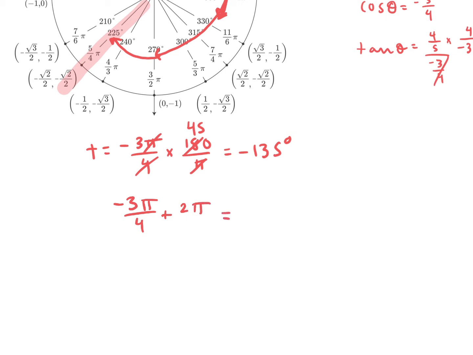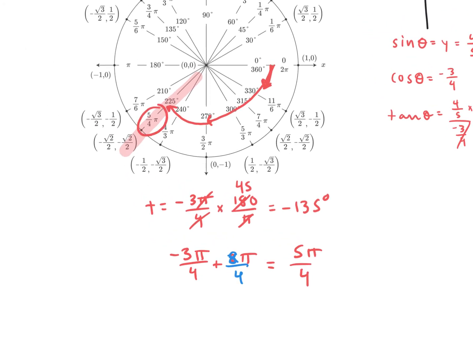So when I'm adding fractions, I need a common denominator. So I'm going to multiply the top and the bottom here by 4. So this becomes 8 pi over 4. And then negative 3 pi plus 8 pi would be 5 pi over 4, which is the same that I just found here, 5 pi over 4.